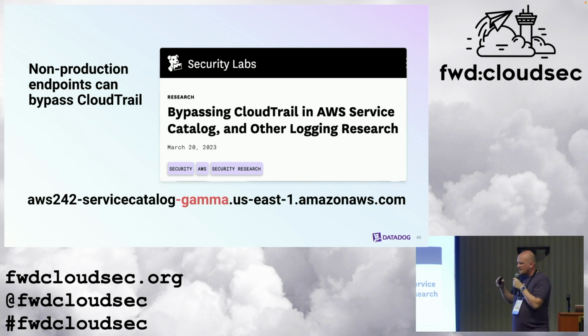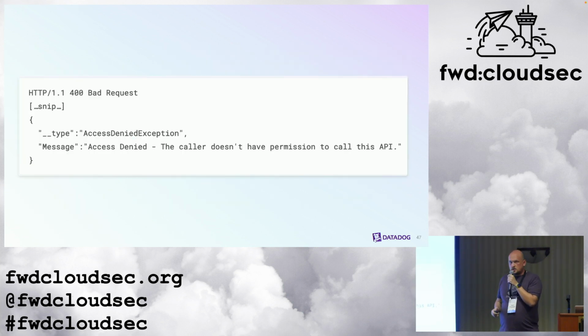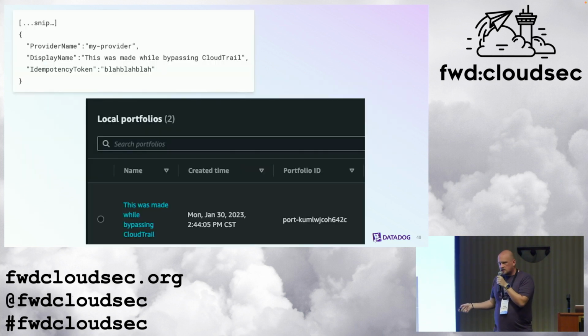Now, to sort of continue on describing how weird non-production endpoints are, what was interesting was when we tried to perform a write action against the service, so like creating something new or modifying it, we would get an error. Specifically, access denied. The caller doesn't have permission to call this API, which, as you can imagine, was a huge bummer for me. But interestingly, it didn't actually do anything, because every time you would try it, you would get this error, it would still go through completely fine.